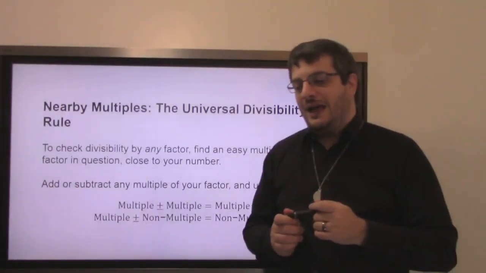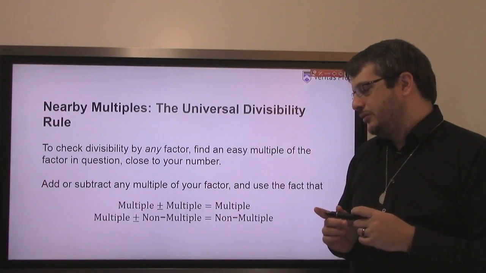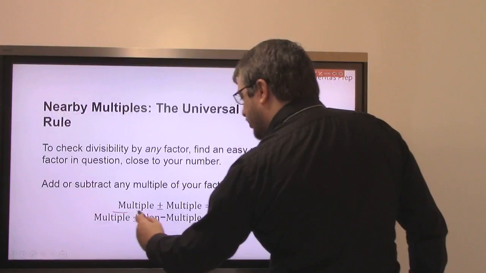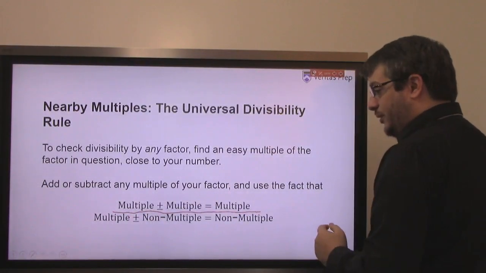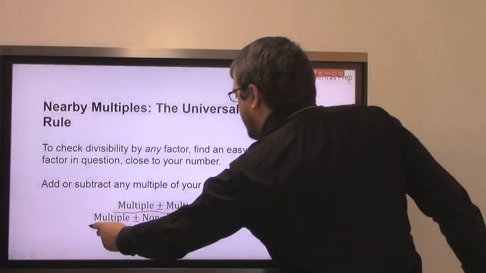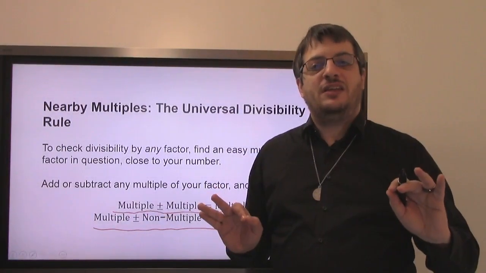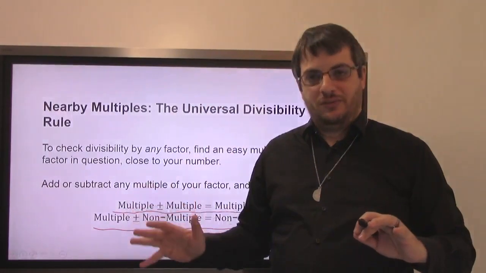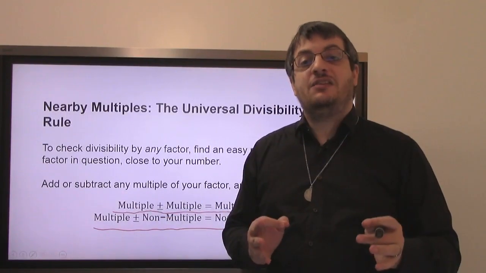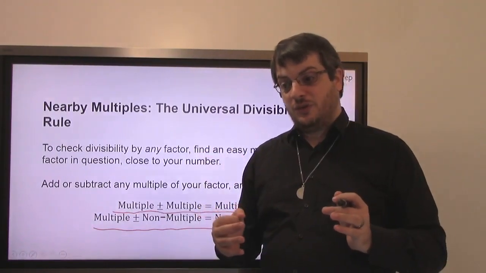The only real rule that we have for when we're adding or subtracting within number theory is what we call the universal divisibility rule. And the universal divisibility rule says that if you have a multiple of any number, plus or minus any other multiple of that number, the result will still be a multiple of that number. But if you have a multiple of any number plus a non-multiple, the result will be a non-multiple. For instance, if I take any multiple of 7 in the world, and I add literally any other multiple of 7, the result will still be a multiple of 7. But if I take any multiple of 7, and I add anything in the world that's not a multiple of 7, the result will not be a multiple of 7.